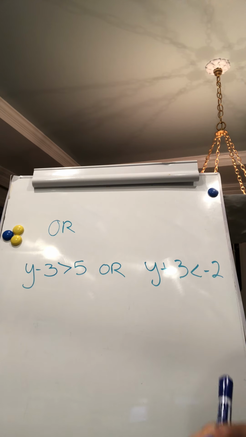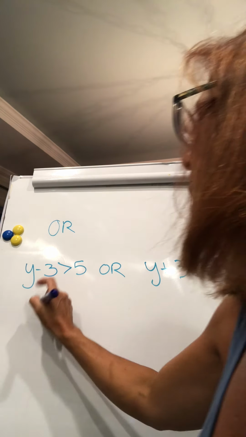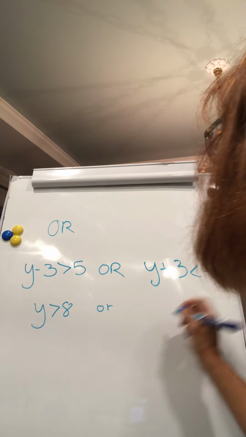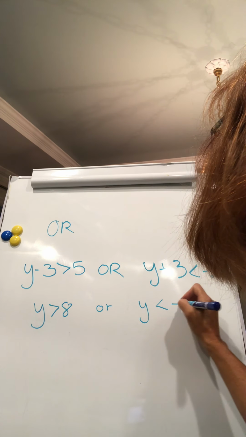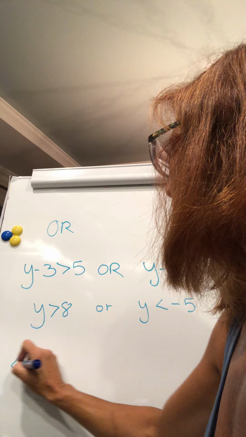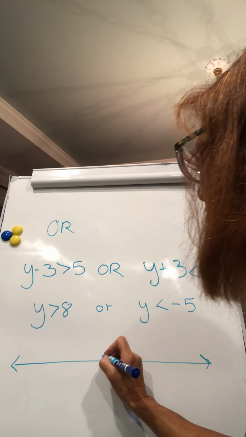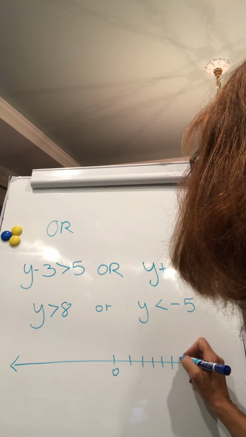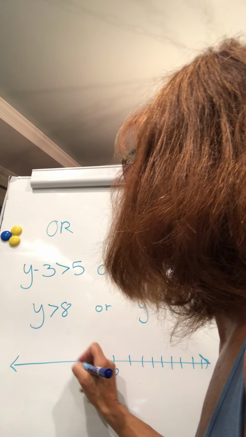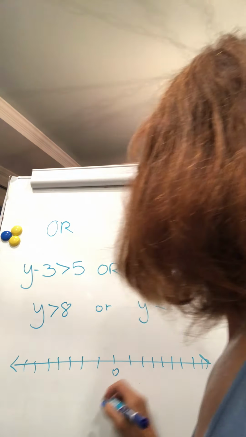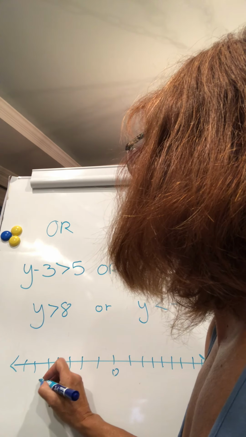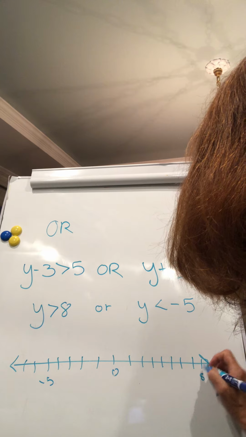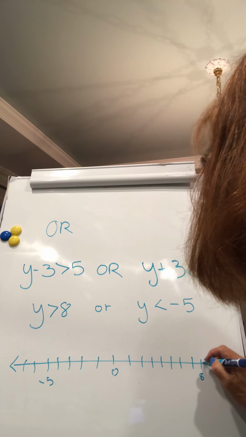All right, so I am just going to go ahead and solve these. Add 3 to both sides, so I get y is greater than 8, or subtract 3, y is less than -5. Again, this is only one variable, even though it's y's, so we are still just graphing on a number line. So here I have -5 here, and 8 here. I'm going to make my number line a little bit longer.